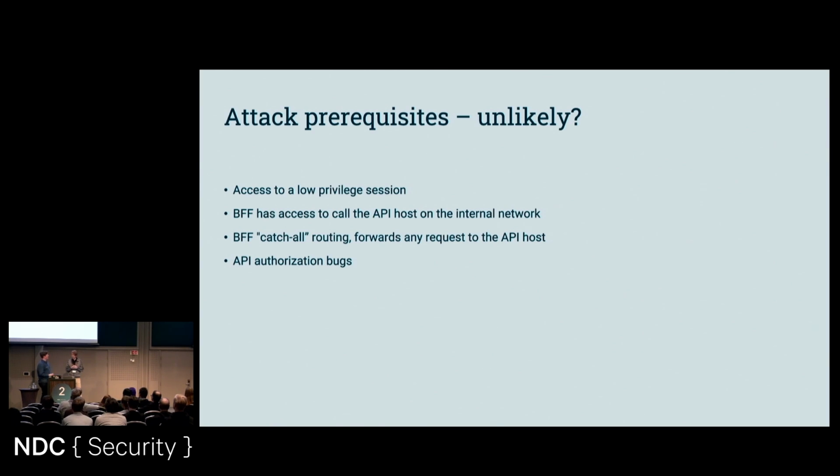Many backend for frontend clients that we see have access to call all the API hosts on internal networks. It's very uncommon, I believe, for people to remember to do the old boring network segmentation and IP plans in the cloud. We often see BFFs with this catch-all routing with wildcards that just forwards any requests to the underlying API hosts. And finally, authorization bugs. We find those in practically every system that we test.